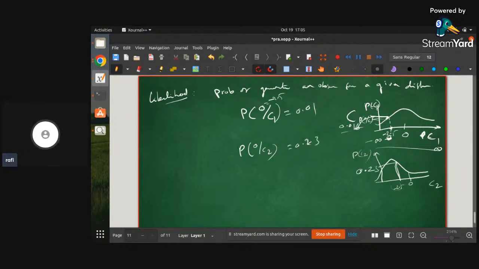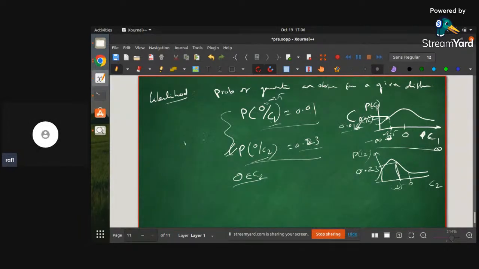The likelihood of O given class 1 is 0.01. The likelihood of O given class 2 is 0.23. So the maximum of these two likelihoods is this one. Then what we can do is vote for this case, where O is more likely to be generated from this class distribution than this class distribution. So then we say O belongs to C2. This is just a simple example.